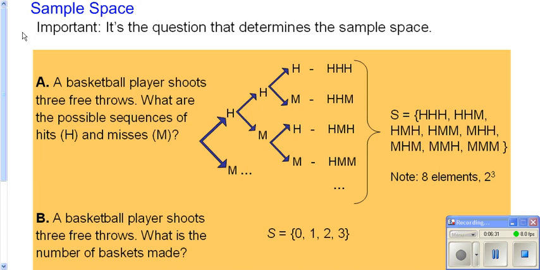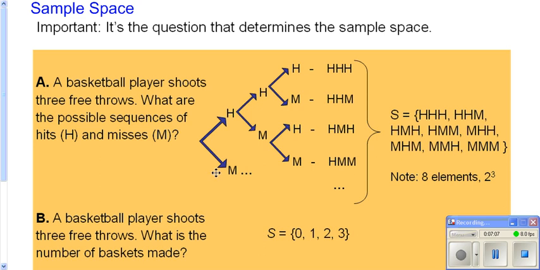Now, sample spaces can vary depending upon how the question is phrased. So here we have a basketball player shooting 3 free throws. What are all the possible sequences of hits and misses? Well, you could have a hit followed by a hit followed by a hit, which we have listed here. Or you could have 2 hits followed by a miss, which we have listed here. Or you could have a hit followed by a miss, and then a hit, which is listed here. Or you could have a hit followed by 2 misses, and then we have that listed here.